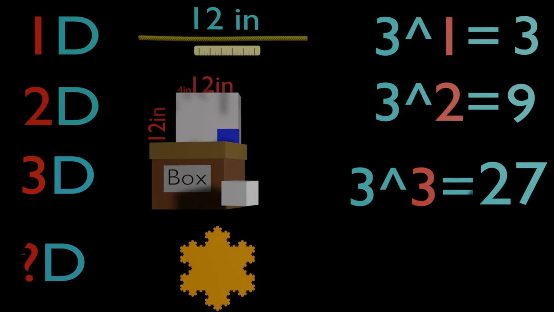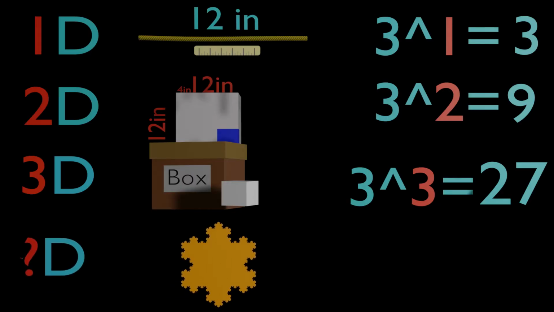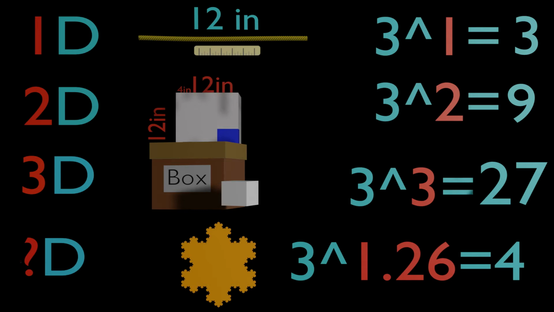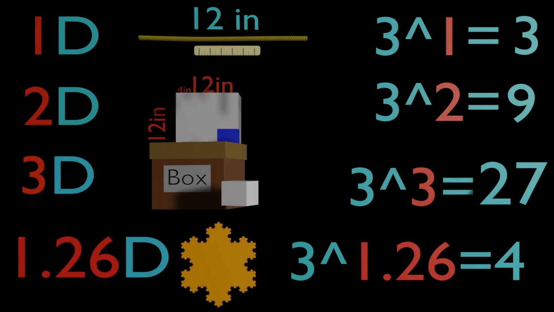So let's do the math. 3 to the power of approximately 1.26 is 4. So are we to conclude that a Koch snowflake is 1.26 dimensional? That would be strange. Strange, but true. Infinite regressions are so spooky that they mess with the most basic aspects of shapes, the very dimensionality of them.